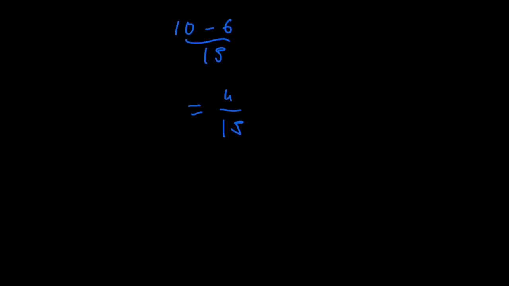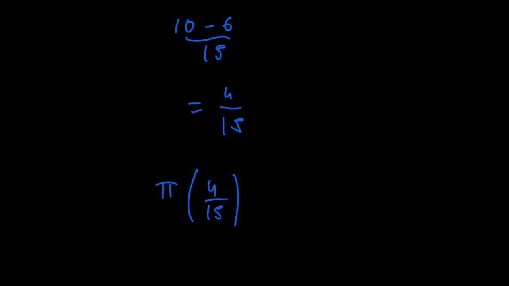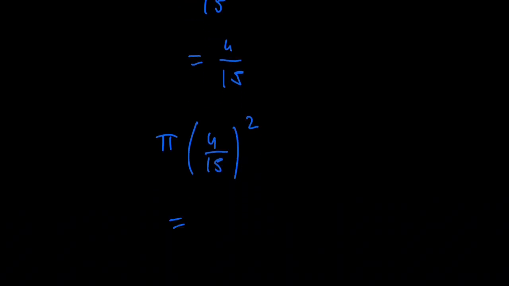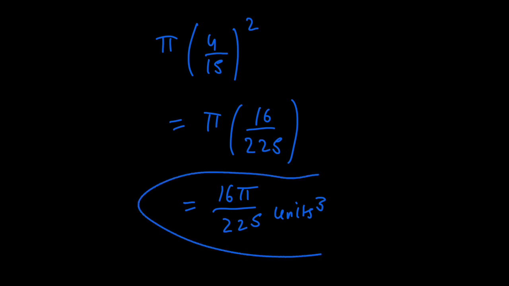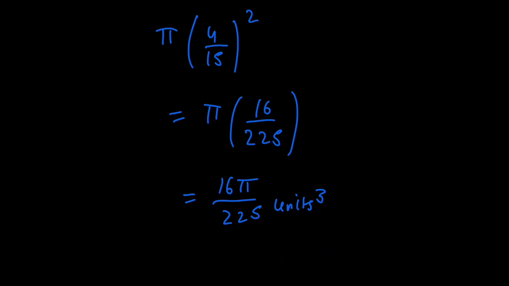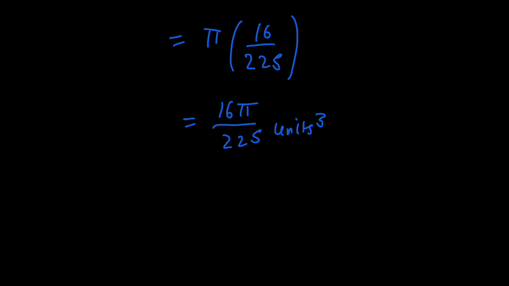All we got to do now is we apply this into our pi r squared formula. So it's pi times 4/15 squared. And that'll give us pi times 16 over 225. And we can write that as 16 pi over 225 units cubed. So what we've just done here is we found the volume of a raindrop. And we can apply this now to any raindrop. So all we got to do is take the height of the raindrop and plug it in here.